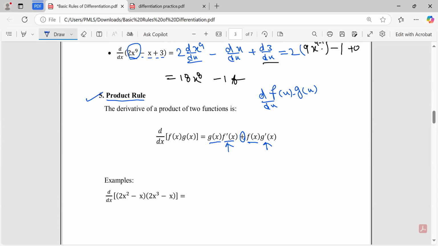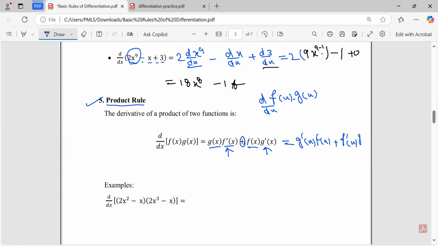So there is no problem if you write it either way, because it's an addition and we know that the commutative property holds in addition, right? So there is no issue.